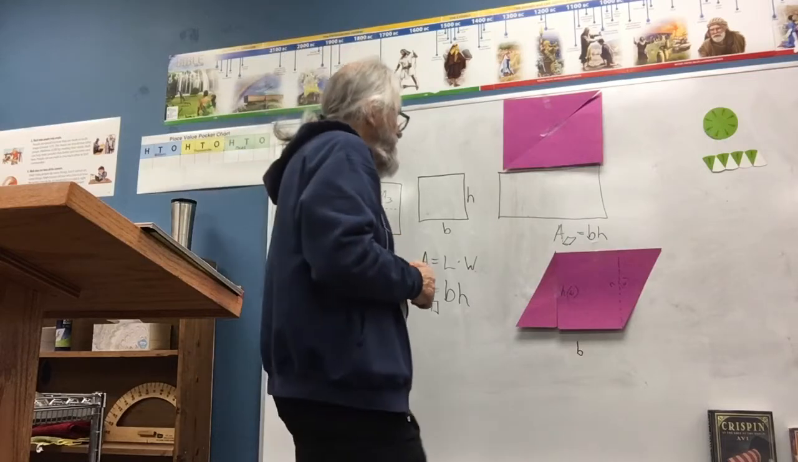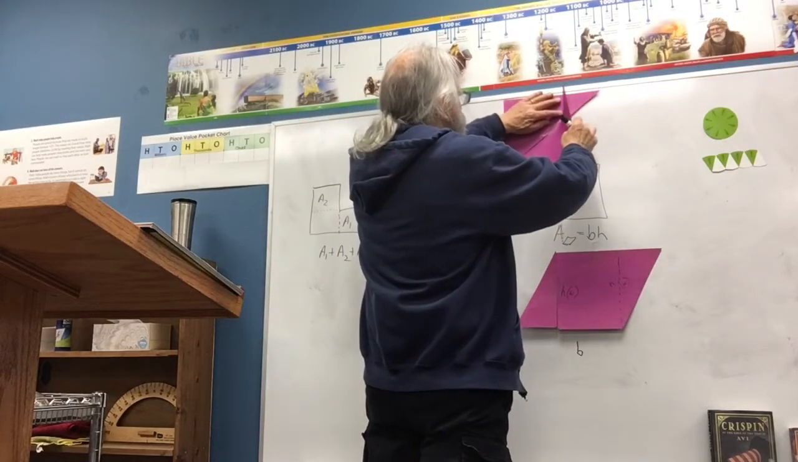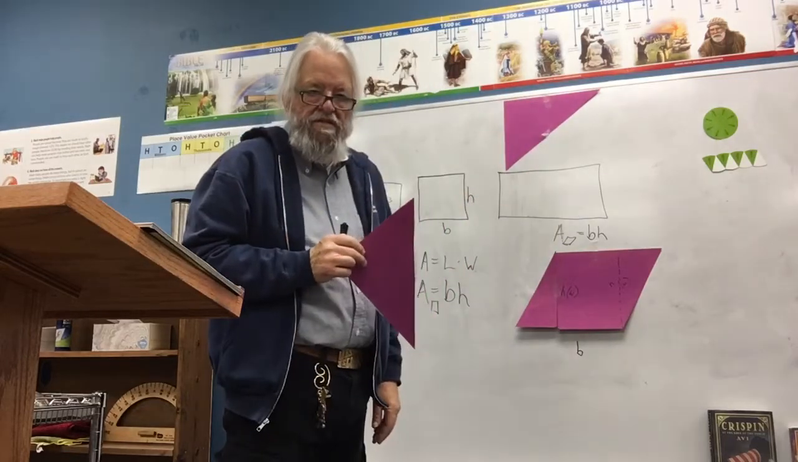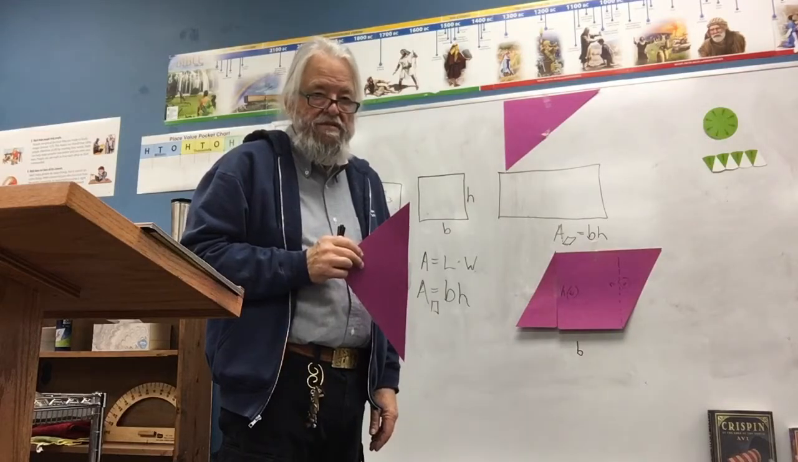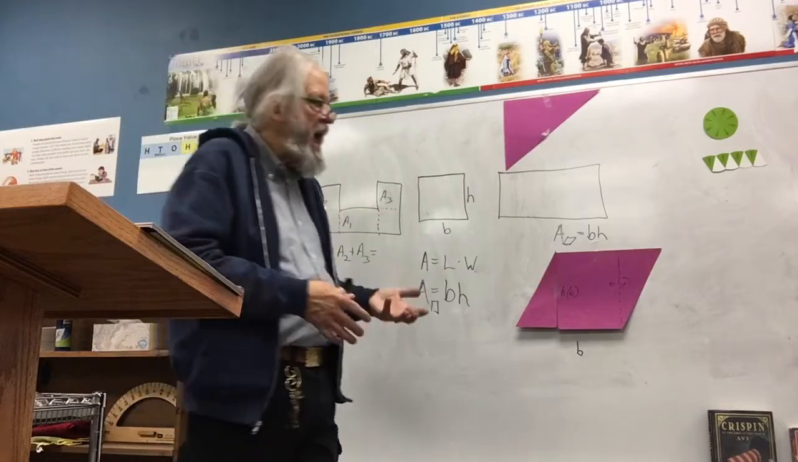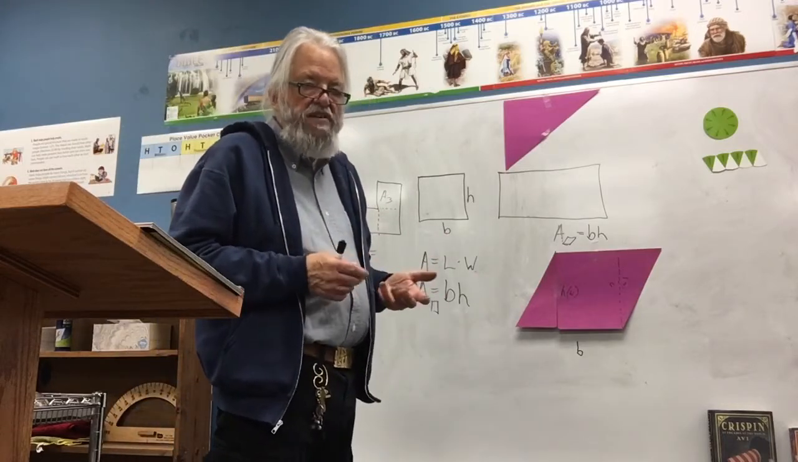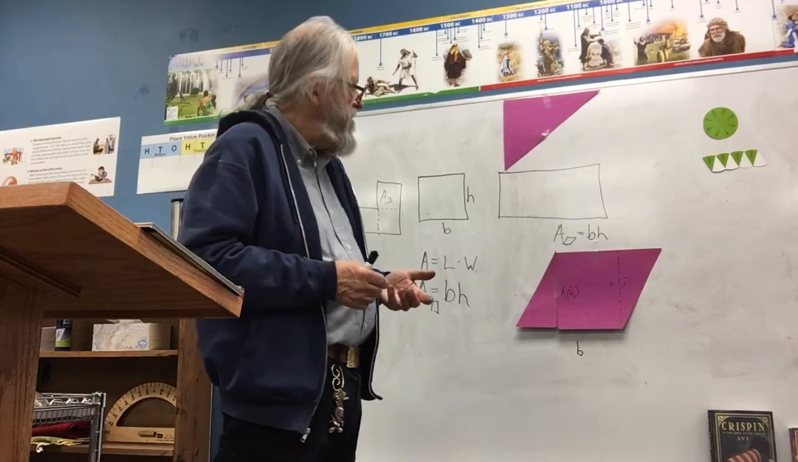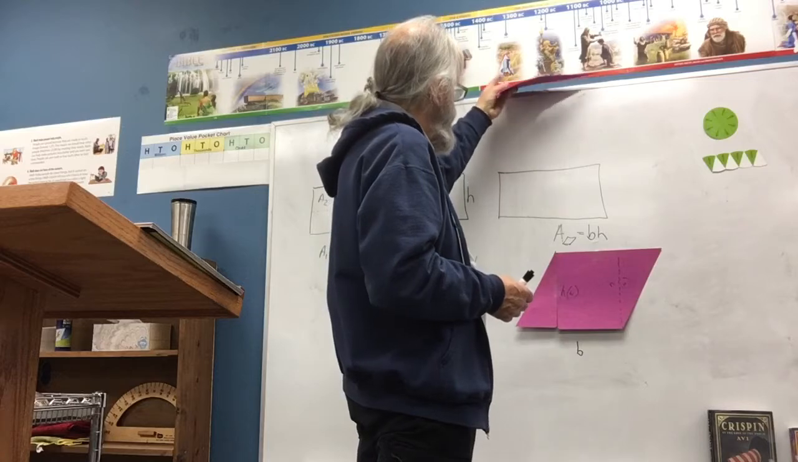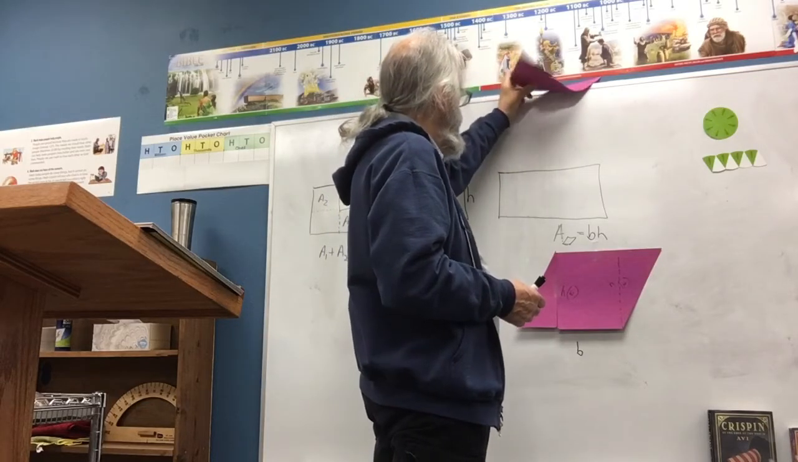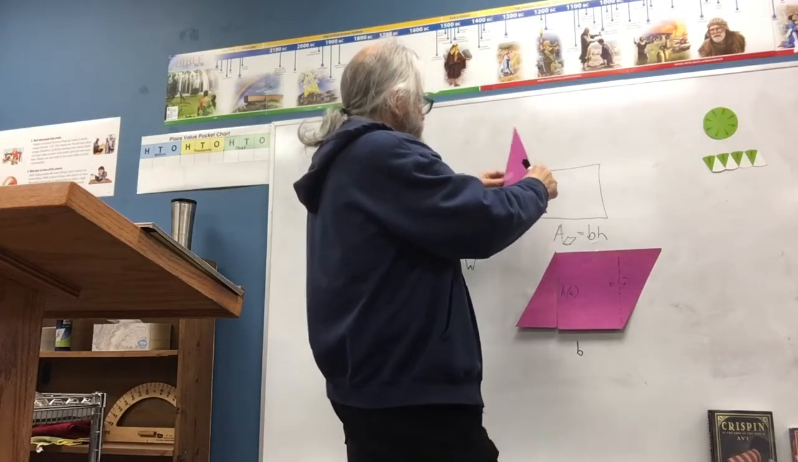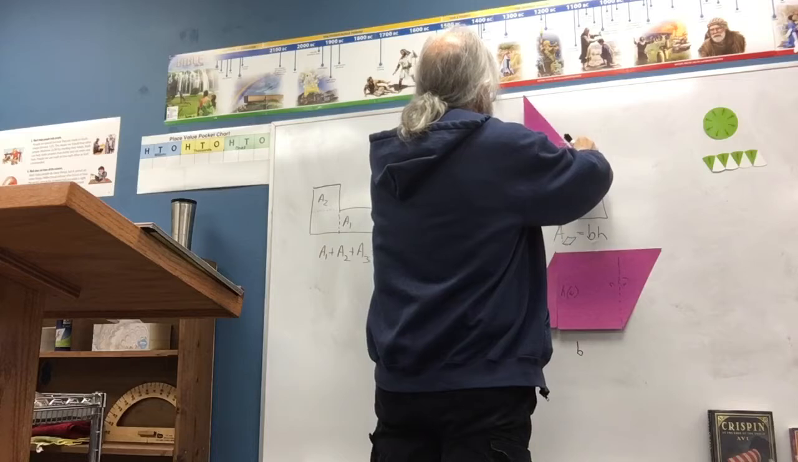But then, look what happens if I cut that rectangle in half. I get a triangle. And so, a triangle is half of a rectangle. Okay? So, if it bothers you, we can flip this around. And go like that.